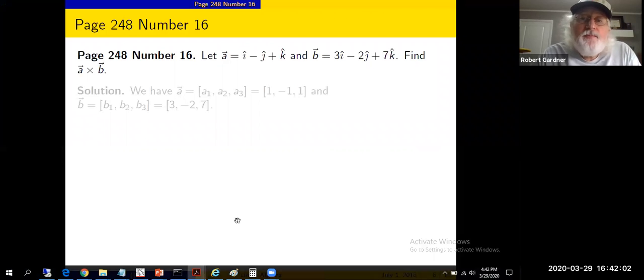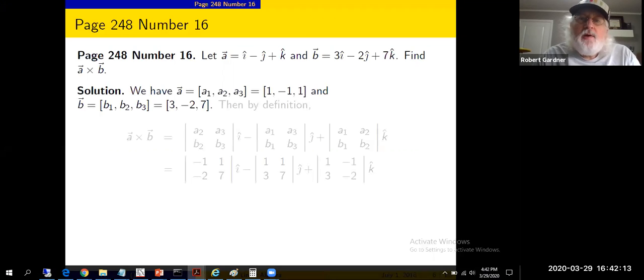Beamer files, and they give us 2 vectors and ask us to find a cross product. They've changed it to vector A and vector B, but whatever, just preserve the order and we're good. They give us vector A as i minus j plus k. Let's write it in terms of components more explicitly with square brackets as 1, negative 1, 1. Vector B is 3i minus 2j plus 7k, so its components are 3, negative 2, 7.